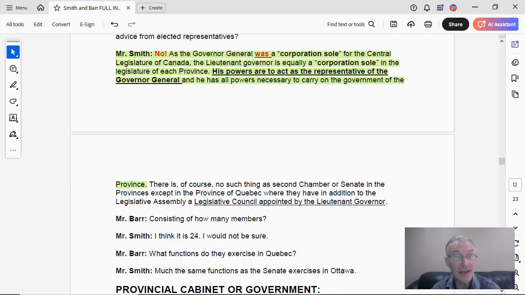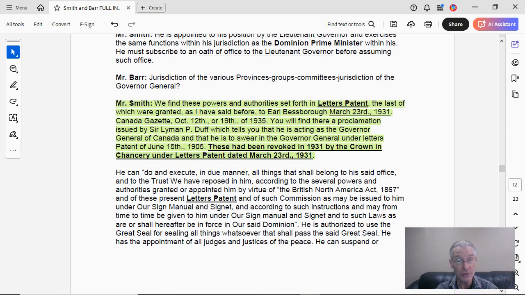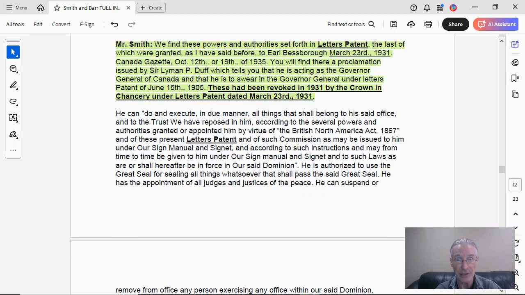Mr. Smith, no, as the Governor General was a corporation sole for the Central Legislature of Canada. The Lieutenant Governor is equally a corporation sole in the legislature of each province. His powers are to act as the representative of the Governor General, and he has all powers necessary to carry on the government of the province on behalf of the Governor General, on behalf of the Crown and Chancery. We find these powers and authorities set forth in letters patent, the last of which were granted, as I have said before, to Earl Bessborough, March 23, 1931.